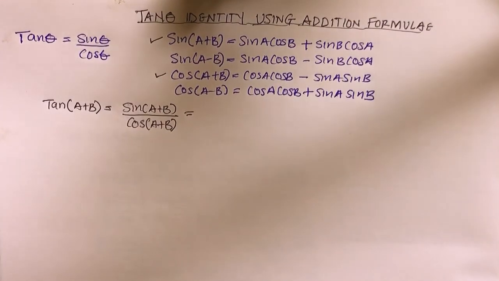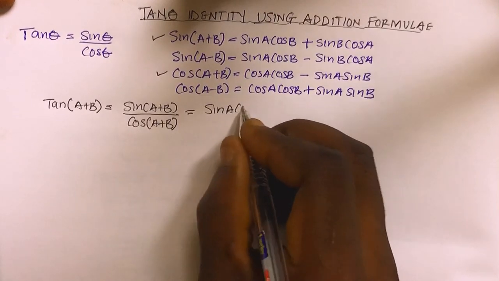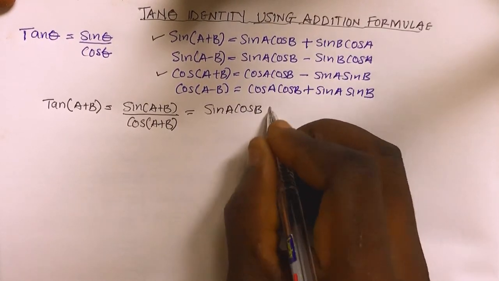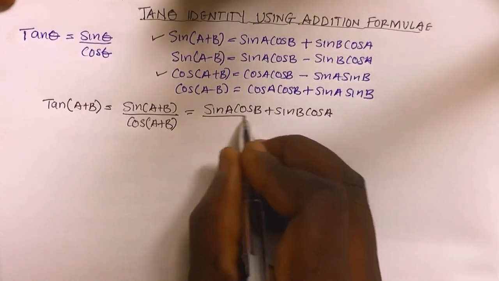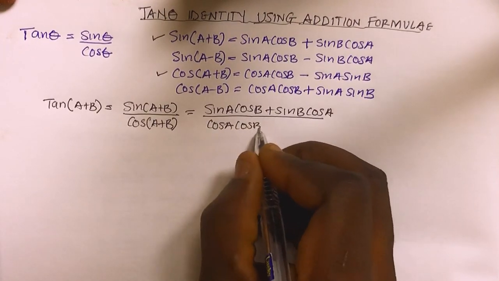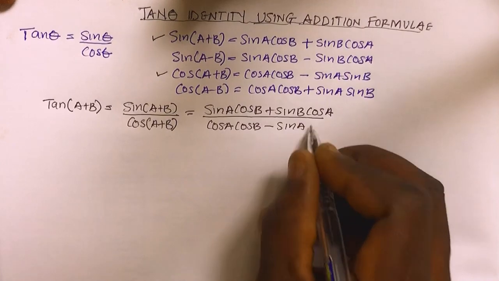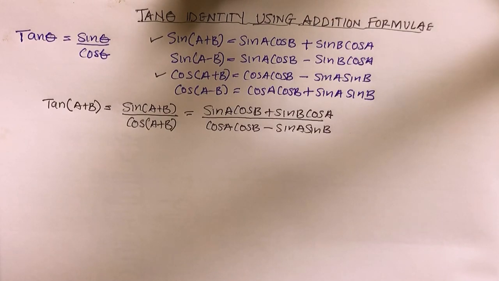which is expressed as sine A cos B plus sine B cos A, divided by cos A cos B minus sine A sine B. Then how can I proceed with this? I'm having sine A cos B plus sine B cos A over cos A cos B minus sine A sine B.